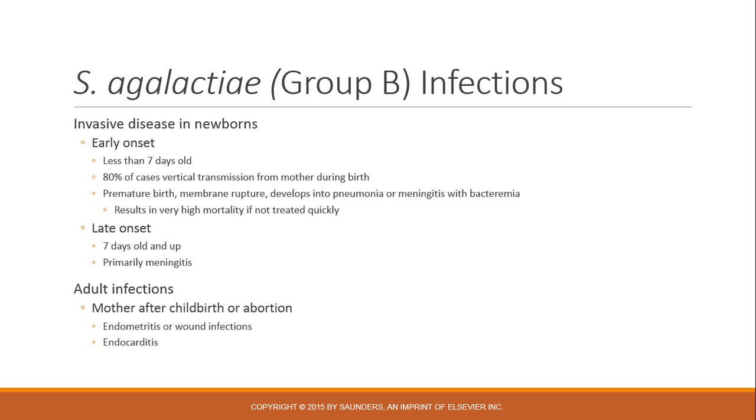Most of the time, it occurs through vaginal transmission during birth from the mother. You can also see if the membranes rupture, it can spread to the fetus. They develop pneumonia or meningitis with bacteremia, so it gets in their bloodstream, and usually a very high mortality rate. Adult infections, you might see endometritis or wound infections or endocarditis. But I want you to know about newborns and meningitis for this organism. That's the primary infection.